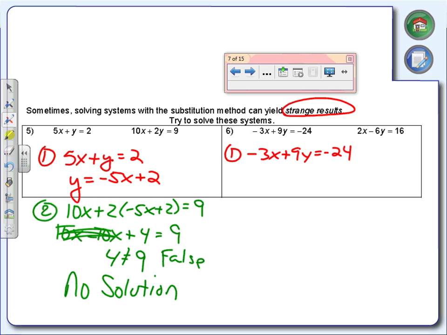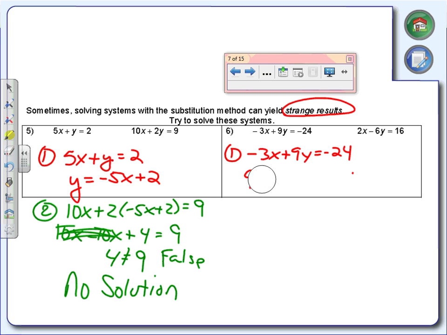We'll move the 3x over first. We'll add it. So now we've got 3x minus 24. Anybody see what's going to happen? What's going to happen when I do division of 9? You're going to get a fraction. You guys like working with fractions? No, I don't either. Is there a way we can avoid the fraction? Anybody see anything we can do to avoid that fraction?